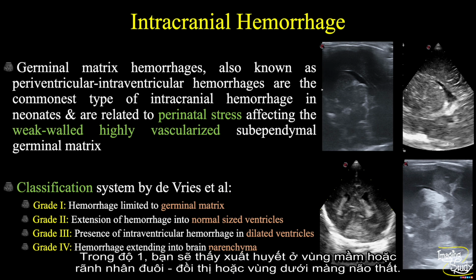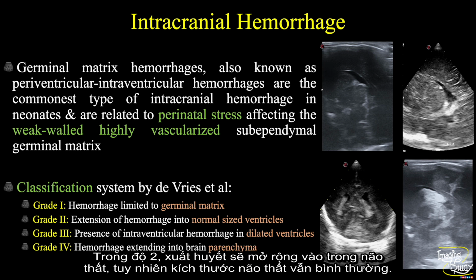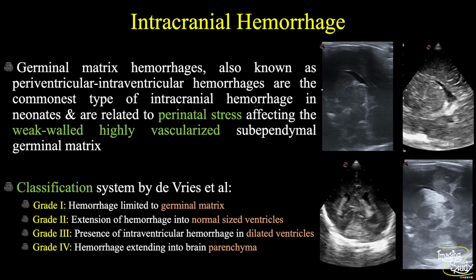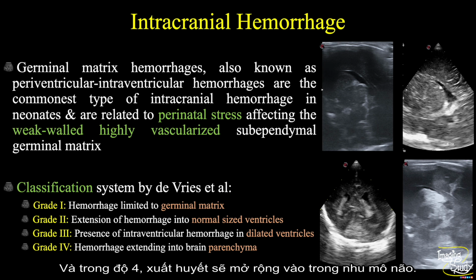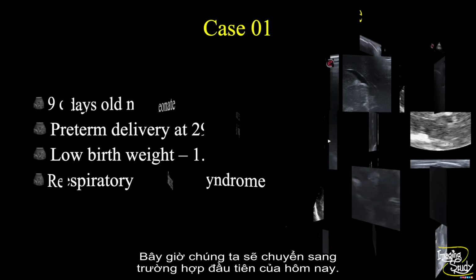In grade 1, you will get hemorrhage at the germinal matrix or in the caudothalamic groove or subependymal region. In grade 2, the hemorrhage will extend into the ventricle, but the ventricle size should be normal. In grade 3, there will be intraventricular hemorrhage with dilated ventricles. And in grade 4, there will be hemorrhage extending to the brain parenchyma. So the last two make architectural distortion, ensuring a very bad prognosis. So let's jump into today's first case.